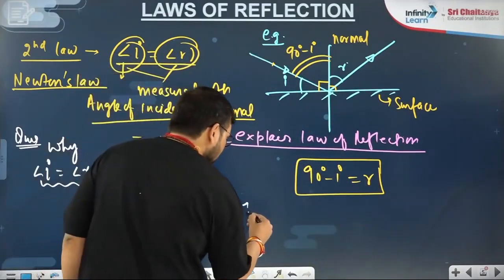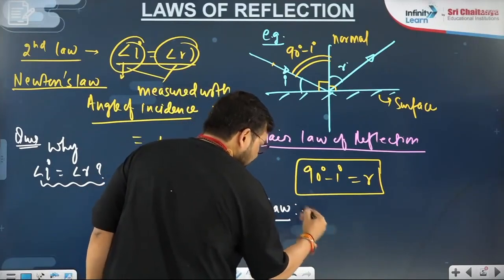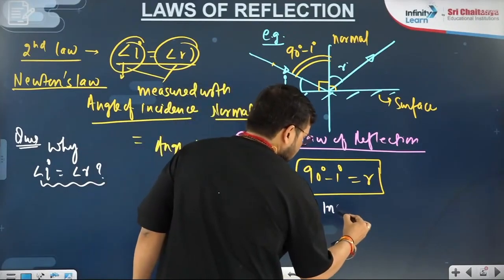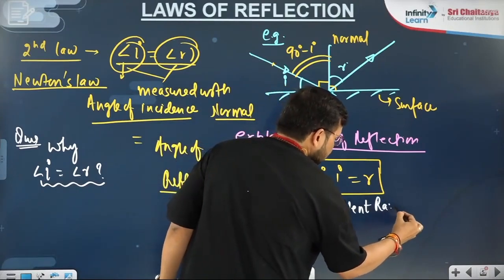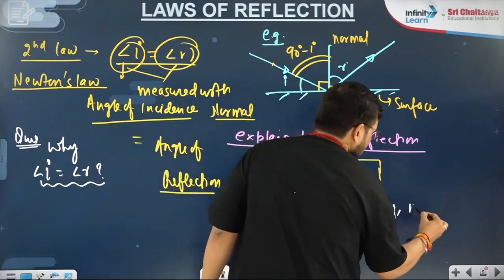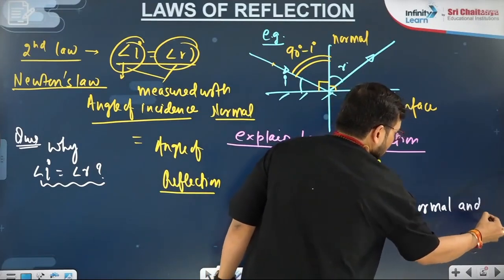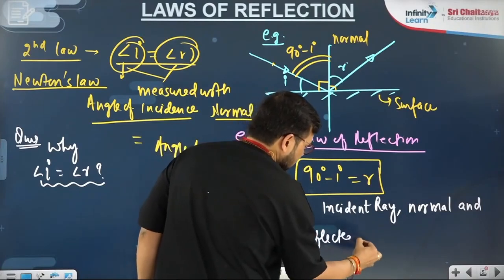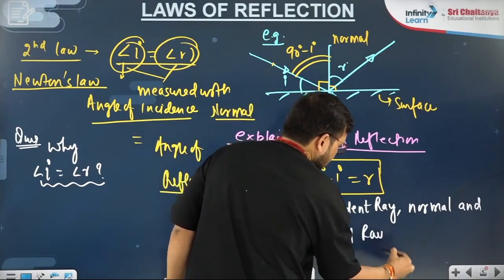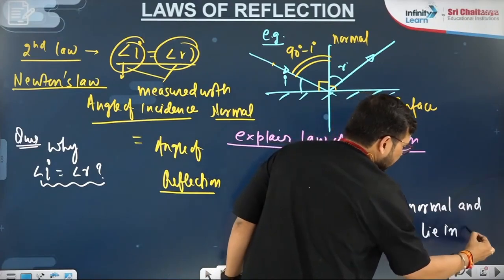And what is the first law, my dear students? The first law, which all of you have already written: the incident ray, normal, and reflected ray all lie in the same plane.